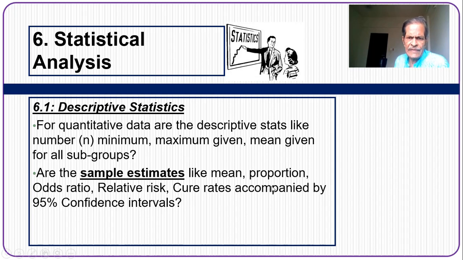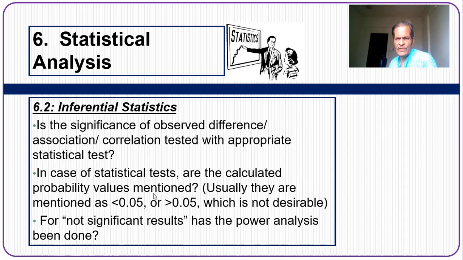Are the sample estimates like mean, proportion, odds ratio, relative risk, and cure rates accompanied by 95% confidence intervals? Whenever the description of a variable is in the form of a sample and sample estimates are given, these are also called point estimates. If these point estimates are given, one must find out whether their 95% confidence intervals are given. If these are not given, that means certain things are incomplete or withheld by the authors. That inference you may draw.